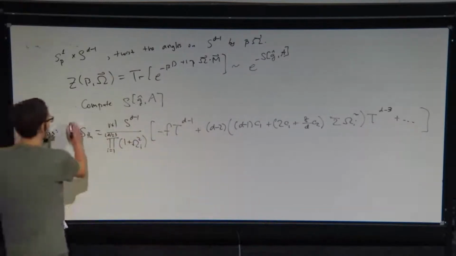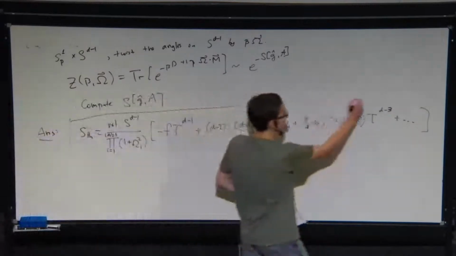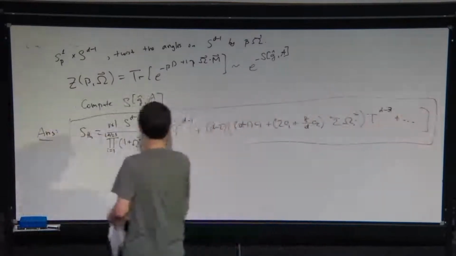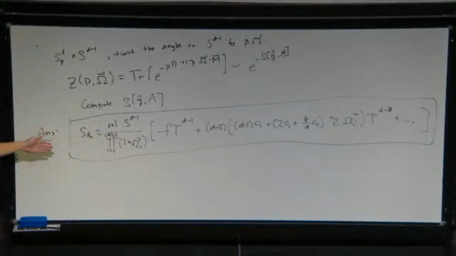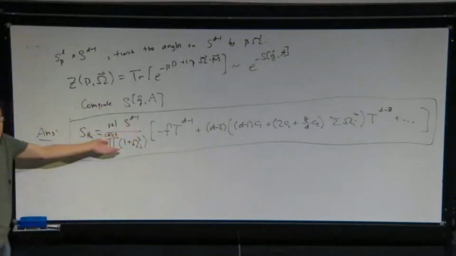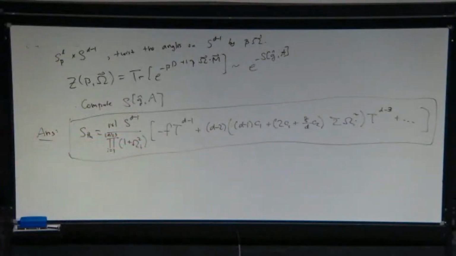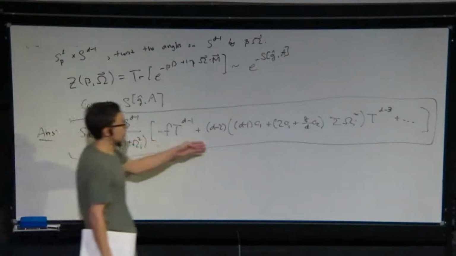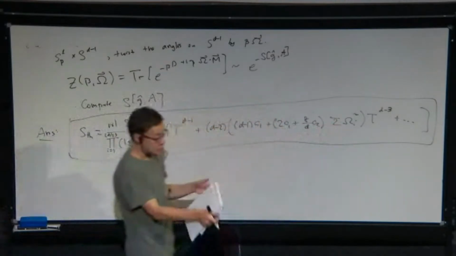So from this, let me put this in a box. From this, we can read off, well, OK, we exponentiate this, we get the partition function. And all we need to do is then take an inverse Laplace transform to get the density of states as a function of this infinite set of unknown coefficients, f, c1, c2, et cetera.